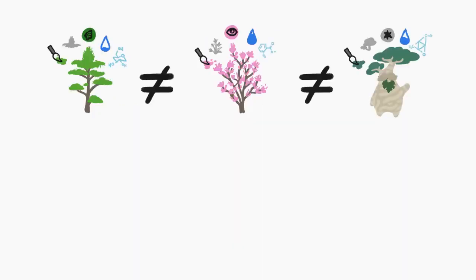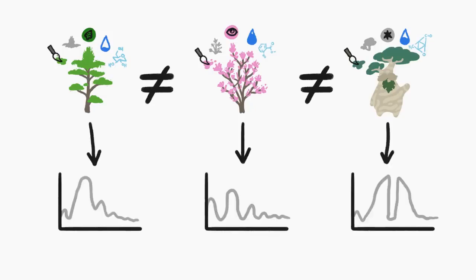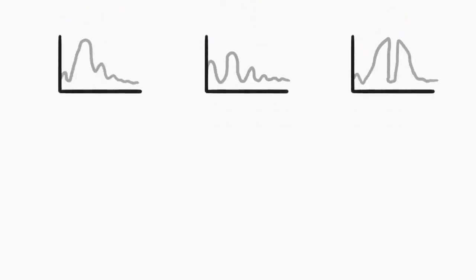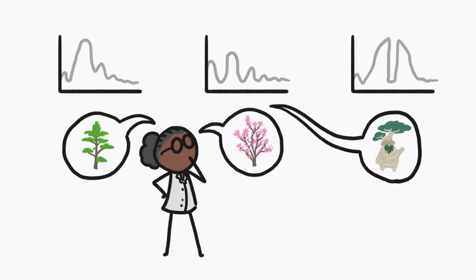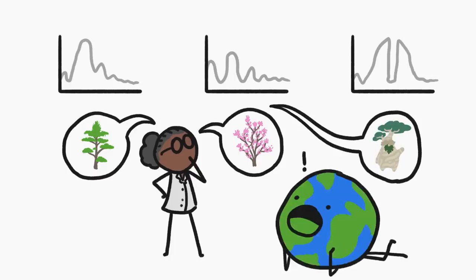Since all tree species vary slightly in these kinds of characteristics, each species of tree has a distinctive spectral fingerprint, which means it's possible, based on a tree's spectral fingerprint alone, to determine its species. And that has tremendous implications for our planet.